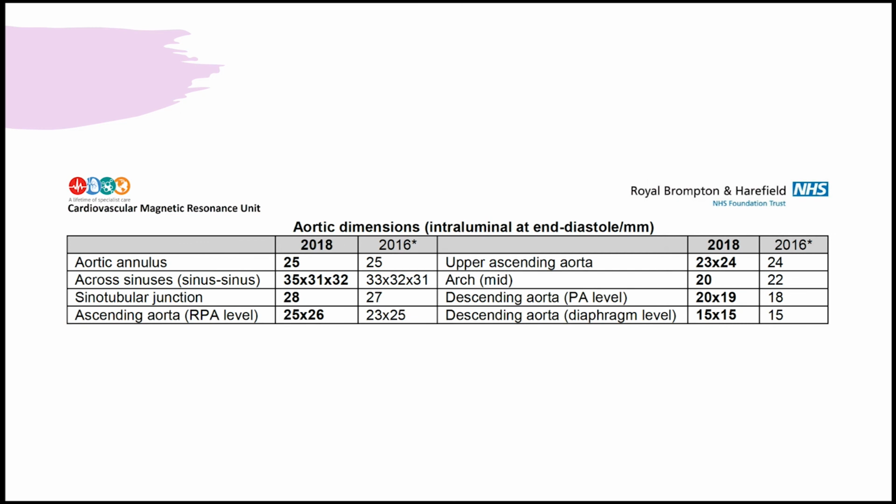Measurements can include those taken at the aortic annulus, sinuses of Valsalva, sinotubular junction, ascending aorta at the level of the RPA, upper ascending aorta, mid-aortic arch, and descending aorta, both at PA and diaphragmatic levels.